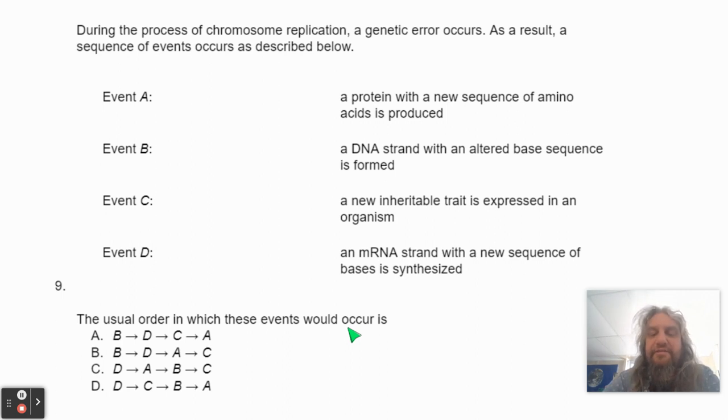The usual order in which these events would occur would be answer choice A, B, then D, then C, then A. Answer choice B, B, then D, then A, then C. Answer choice C, D, then A, then B, then C. Or answer choice D, D, then C, then B, then A.